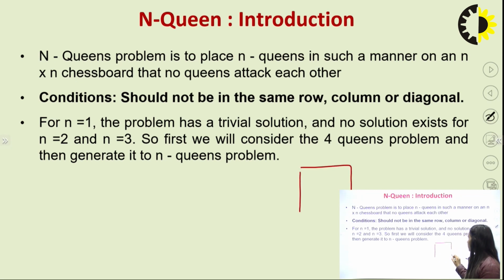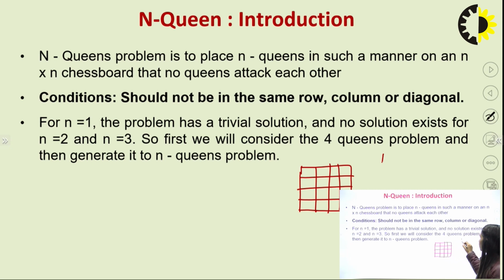Let's say this is my chessboard of 4 by 4. If I have one queen, I think this is not a problem for me. I can place the queen into any direction. I can place the queen here or here or here, anywhere in this chessboard. No issues with this one queen problem.